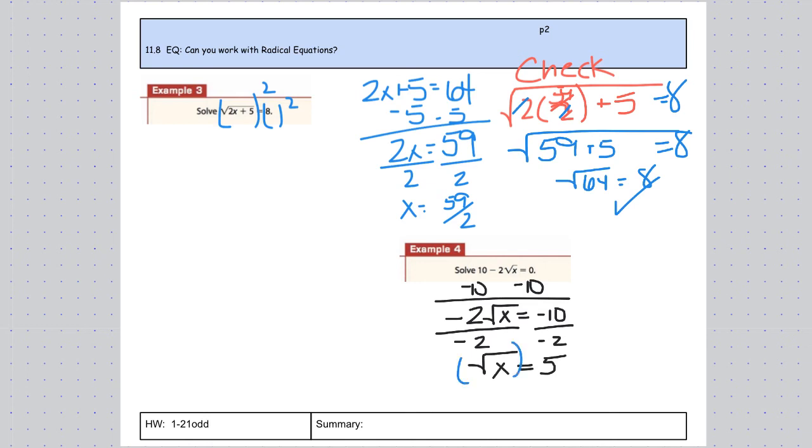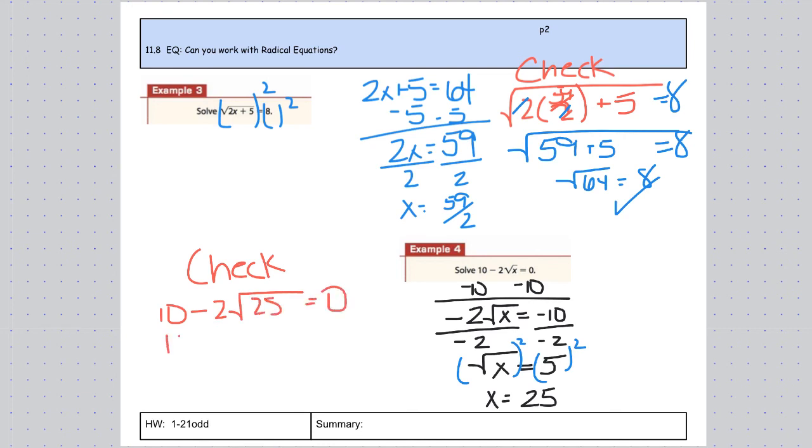The opposite of a square root is a square on both sides. So x is equal to 25. If I did my check over here, I can plug it in: 10 minus 2 times the square root of 25 is equal to 0. That's 10 minus 2 times 5 equals 0. That's 10 minus 10 is equal to 0, and that is correct.